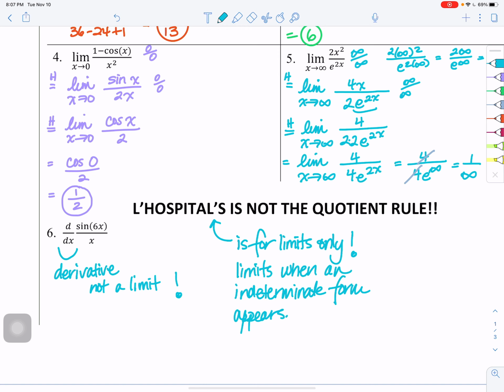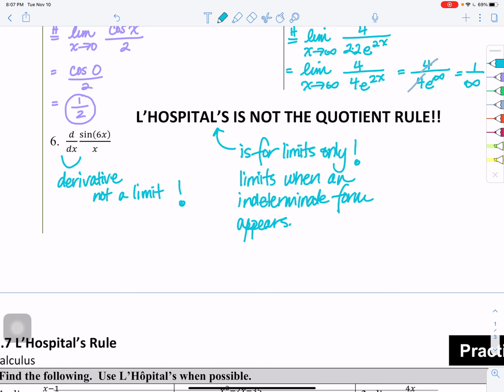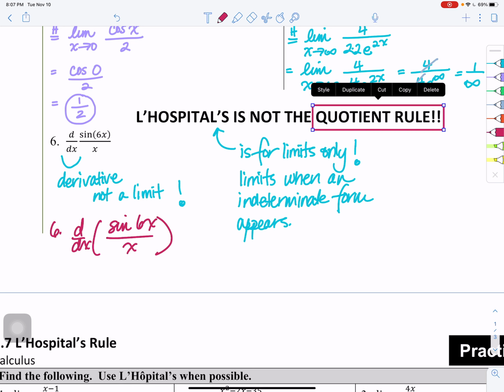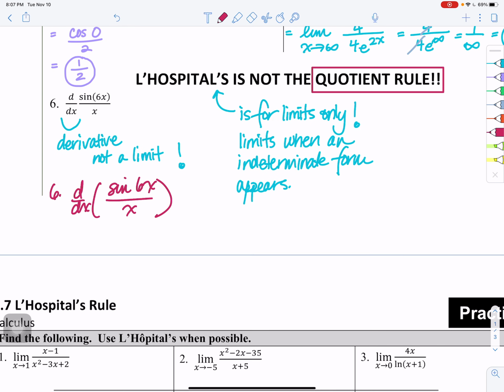Okay? Well, how would you work number 6? Guys, number 6 is the derivative of the sine of 6x over x. We have to use the quotient rule, not L'Hopital. L'Hopital is for, like I said, a limit.